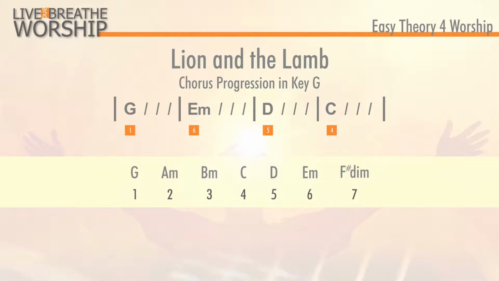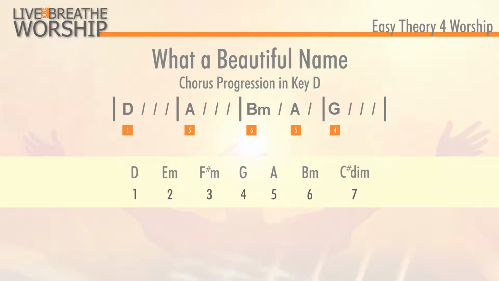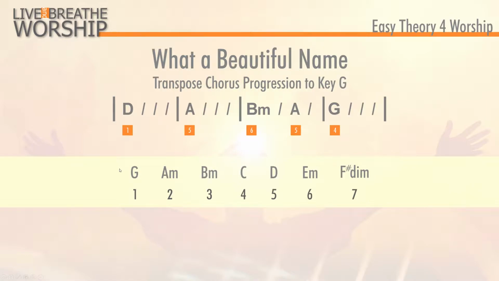So where chord substitution really shines is when we want to transpose a song. So for example, let's go back to What a Beautiful Name, and say you need to transpose from D to G. Because we have found out what those numbers are, we can quite easily transpose using the numbers. So first thing to do is to set out the 7 chords in the key we need to transpose to, in this case G, and then we just start matching up the numbers.